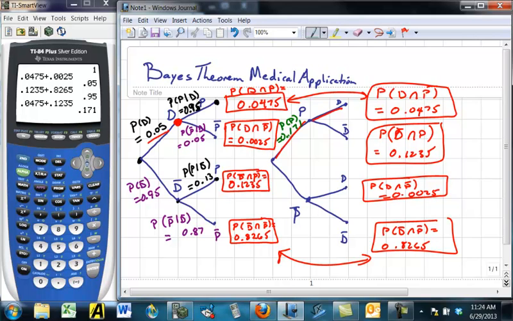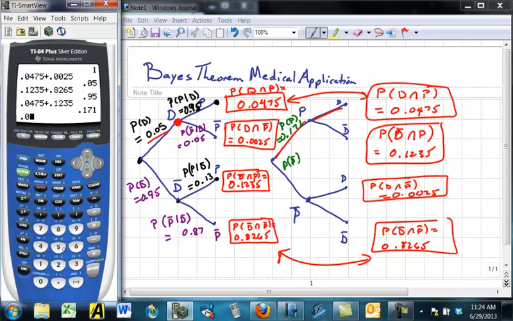Okay. Similarly, we can find this one here, the probability of not positive, by adding these two together, 0.0025 plus 0.8265. And that's 0.829.